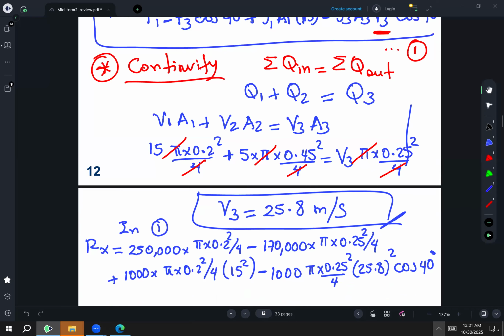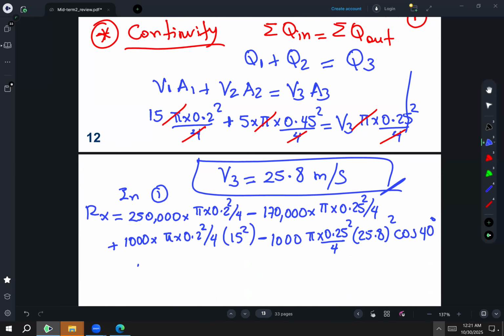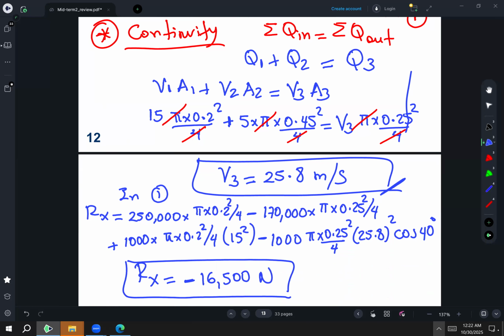And this will give us a value for the reaction in x that we get from here, which is minus 16,500 newtons. This means that the direction that I have assumed is incorrect. So it should be the other way. However, the magnitude will be 16,500. So only the direction is changing, but the magnitude is correct.